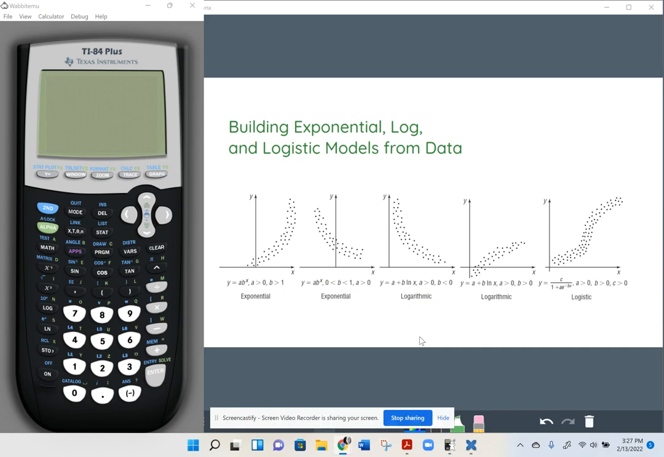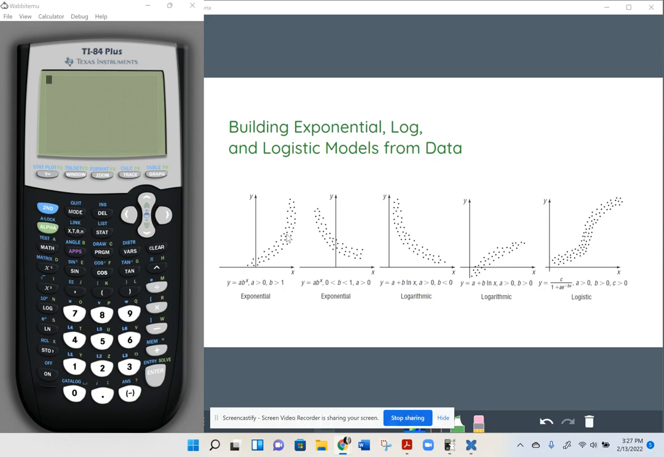So we're going to be inputting data sets, so statistical analysis is happening here. So we're going to be looking at scatter diagrams. So before we even input any data, we need to know what exponential, logarithmic, and logistic scatter diagrams can and will look like. So the first two are exponentials.